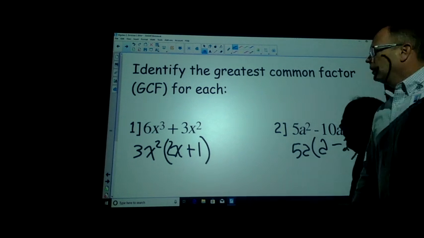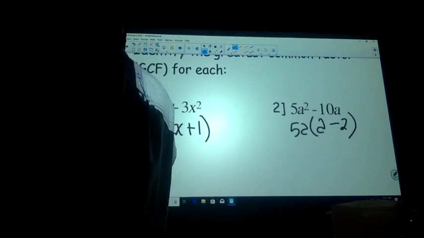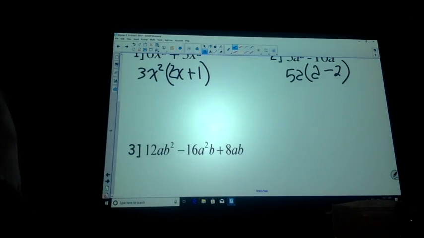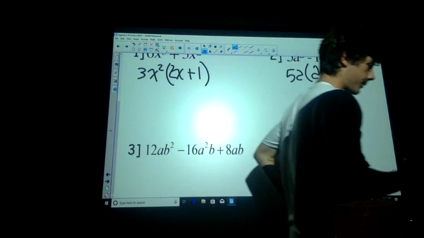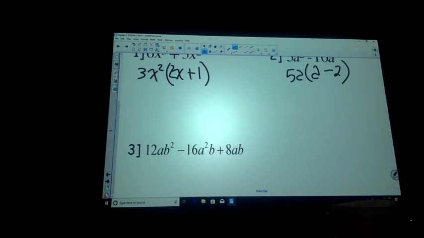All right. Let's see, is there anything more on this page? All right. So this one, we have a's and b's. Looks like we have a's and b's on everything. What's the maximum numerical value that I could factor out of each? So 4 goes into 12, 4 goes into 16, 4 goes into 8.